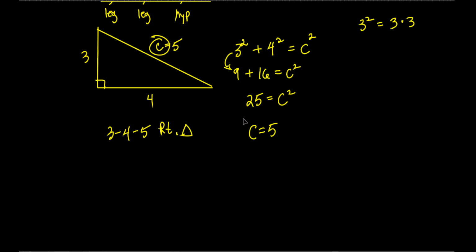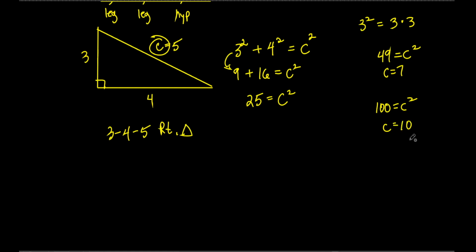Let me show you something else before we move on. I was trying to get you to think what number times itself is 25. So what if we had this? What if I had 49 equals C squared? What would C be equal to there? It'd be 7, because 7 times itself, right? 7 times 7 is 49. What if I had 100 equals C squared? What is C? It's 10.